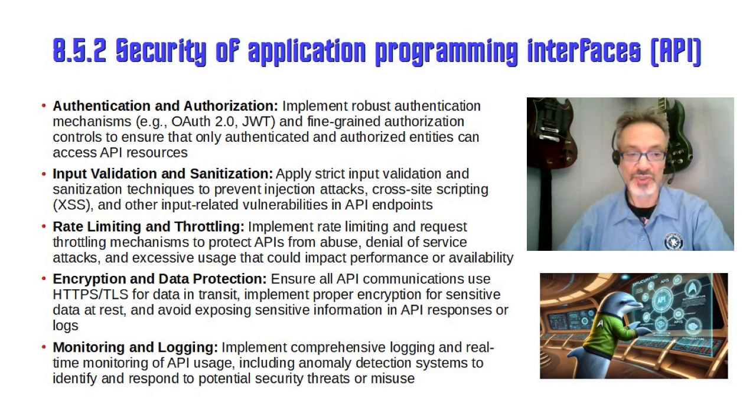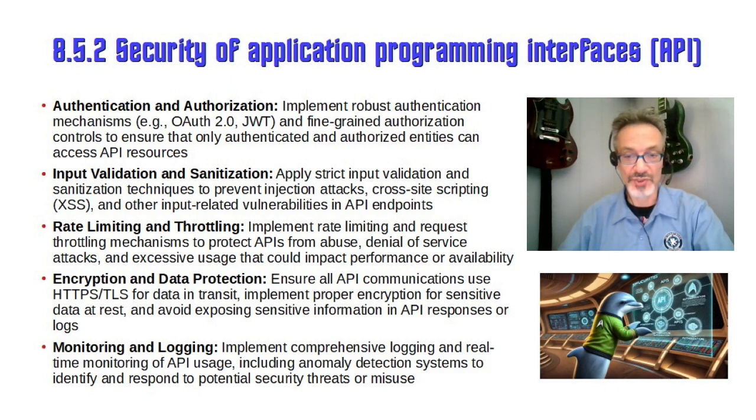APIs must implement strong authentication mechanisms like OAuth 2.0 or JSON Web Tokens to ensure that only authorized users or systems can access APIs. Fine-grained authorization controls further ensure that even authenticated users have only the access they need, and only when they're permitted to see or do so.